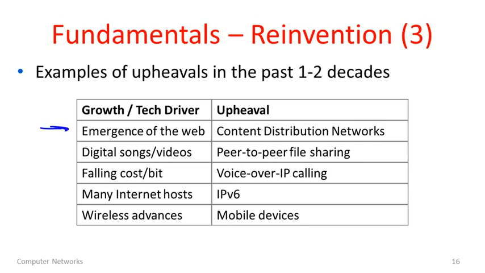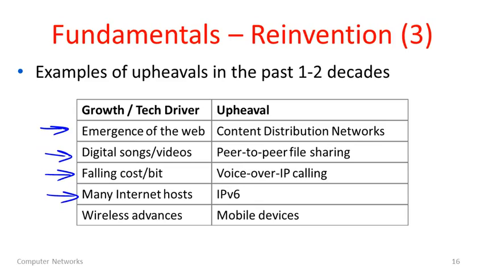You can see, for instance, when the web emerged, this led to the creation of what are called content distribution networks to satisfy the enormous demand for getting the same web pages to many different people. As the content of the network changed and we shifted to digital songs and videos, there was an upheaval in which we shifted to and explored different peer-to-peer methods for sharing files. As the cost per bit of sending information over the internet has fallen, we've switched increasingly to voice over IP calling, so that functions which were traditionally part of the telecommunication network, the telephone network, have been incorporated into the internet.